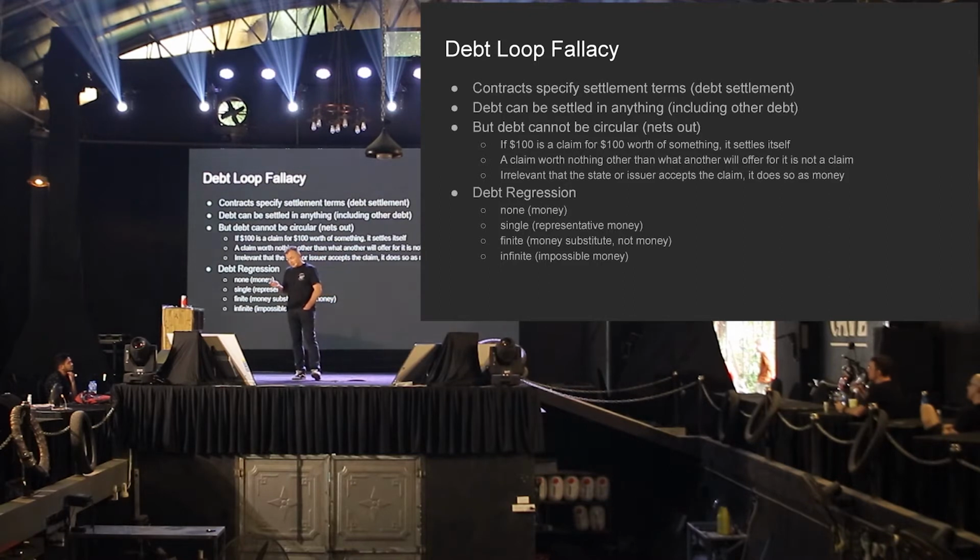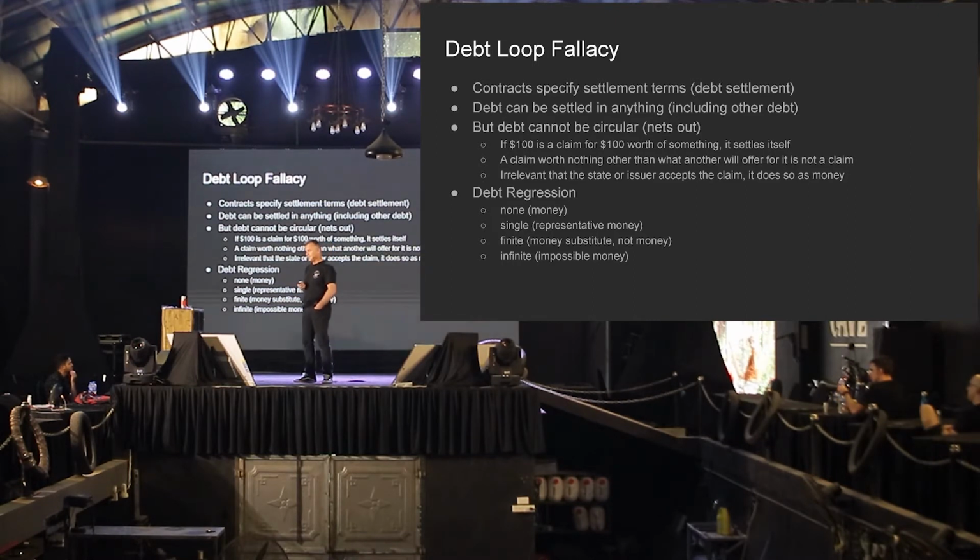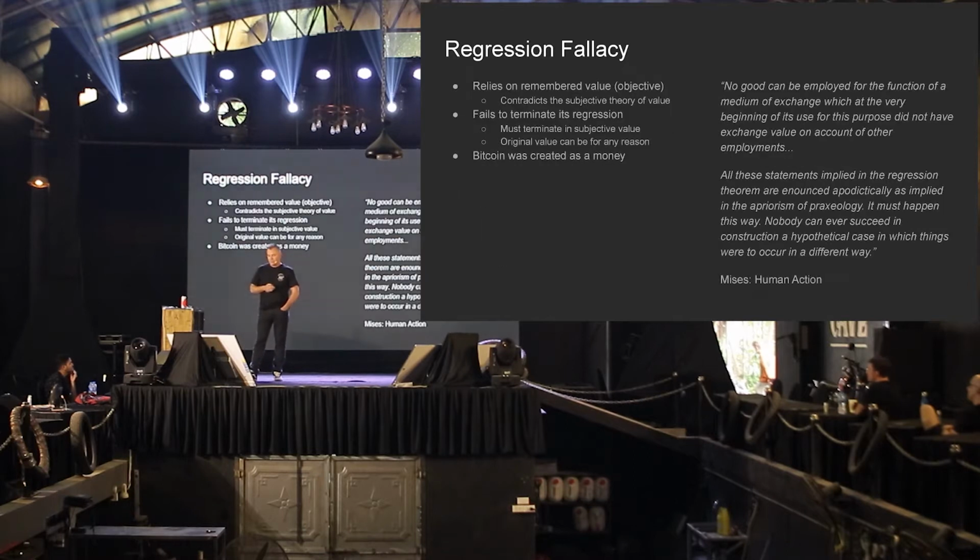Then we have the other possibility. There are other possibilities of infinite regression, which is not possible in reality. No infinity is going to be ever settled. So yeah, debt fallacy. Regression fallacy.